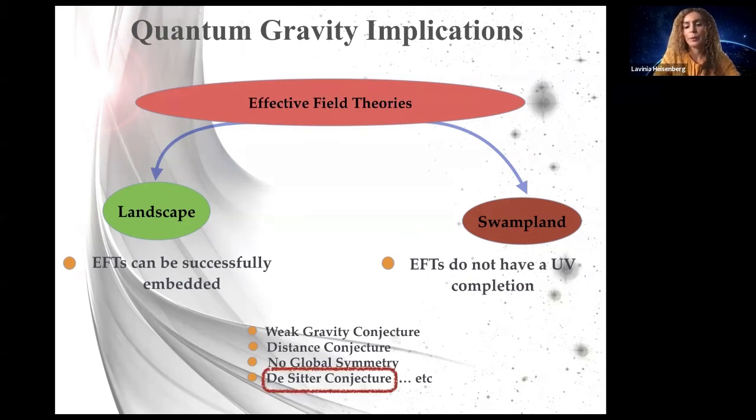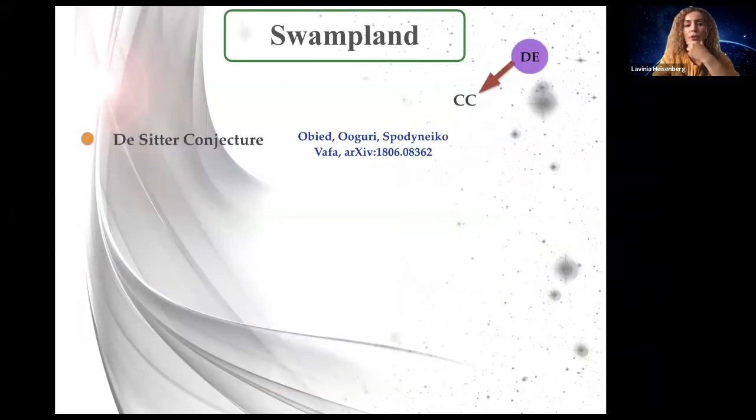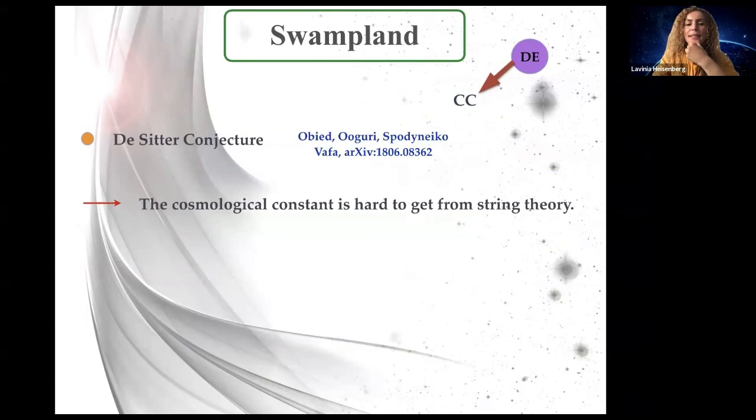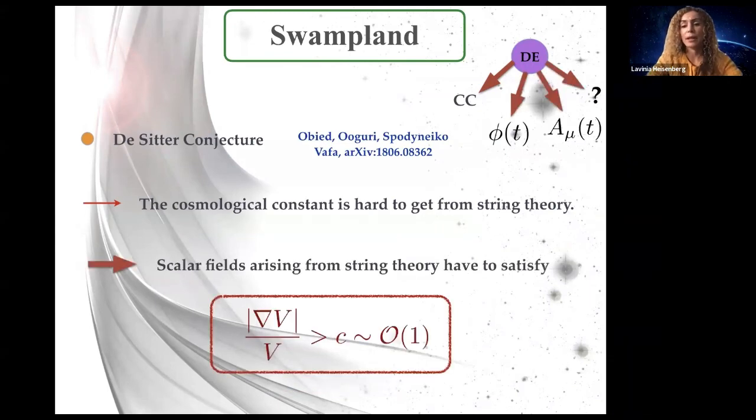The one which is probably most relevant for cosmology is the de Sitter conjecture, which basically states that the cosmological constant is very, very hard to get from string theory. But it's very easy to get a scalar field from string theory. From the compactification of the higher dimensions, you end up having scalar fields with some potentials, and therefore the potentials have to satisfy this given condition. So this part here on the potential should be bigger than some order one parameter in order for your effective field theory not to land on the swampland.